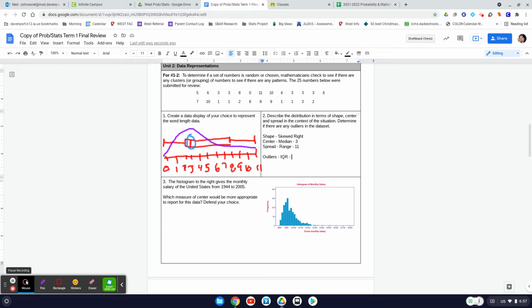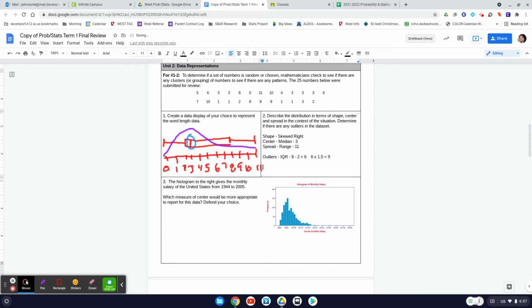So in this case, our Q3 is 8. Our Q1 is 2. So 8 minus 2 equals 6. So what we're going to do with that 6 is we're going to take that times 1.5. Remember, it's always going to be your IQR times 1.5. So in this case, 6 times 1.5 gets us 9.